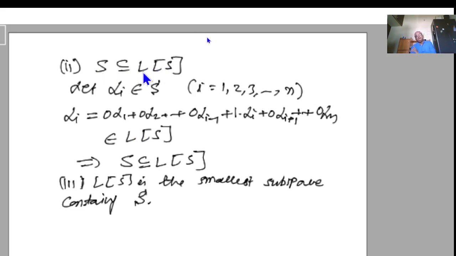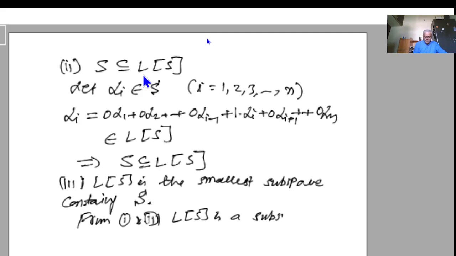For that, let me take any other subspace. Say let T be any other subspace of V containing S. Then try to show that L of S is contained in T. Okay. So here, from 1 and 2, L of S is a subspace of V containing S. Okay.